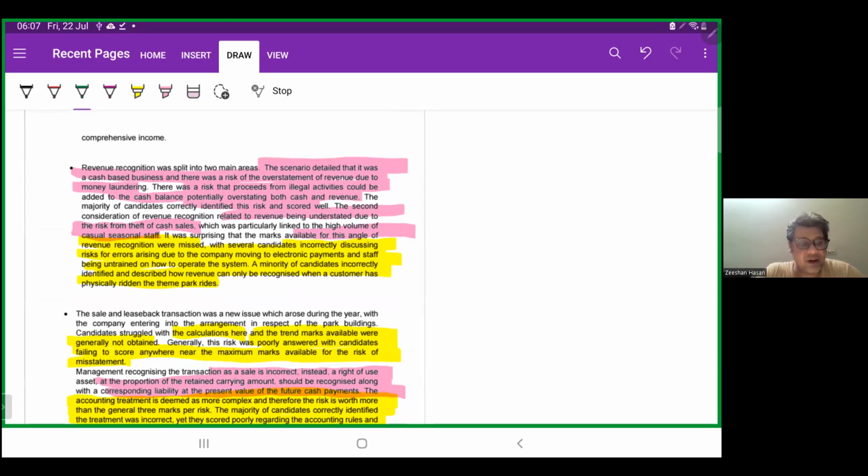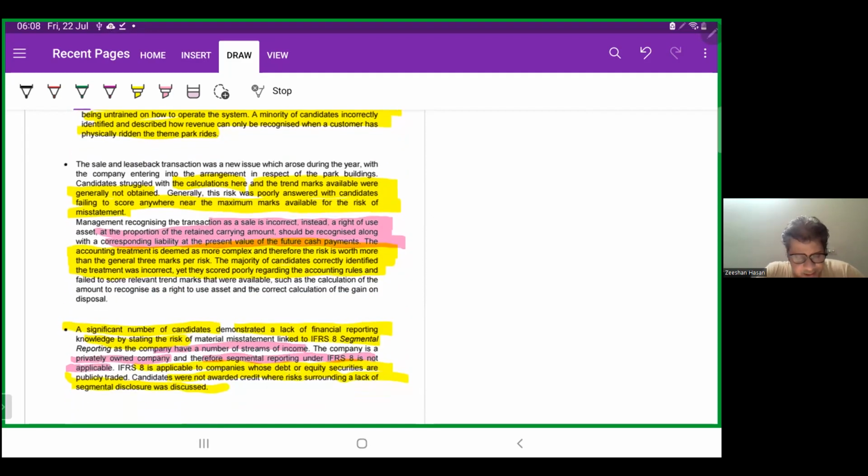The second consideration of revenue recognition related to revenue being understated due to the risk from the theft of cash sales, which was particularly linked to the high volume of casual seasonal staff. It was surprising that marks available for this angle of revenue recognition were missed, with several candidates incorrectly discussing risk for errors arising due to the company moving to electronic payments and staff being untrained on how to operate the system. A minority of candidates incorrectly described how revenue can only be recognized when a customer has physically ridden the theme park rides.